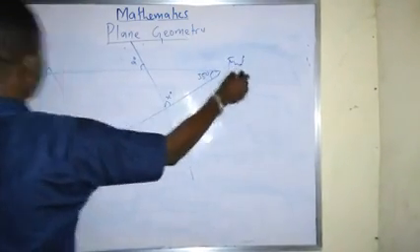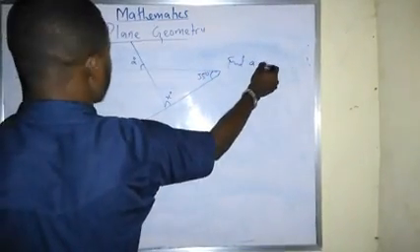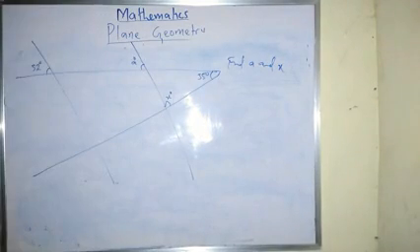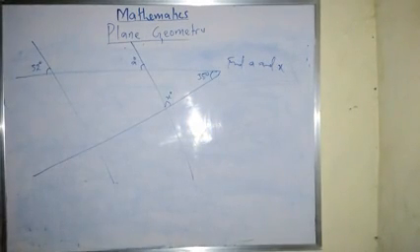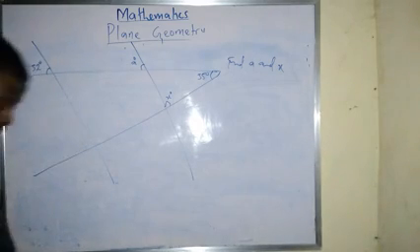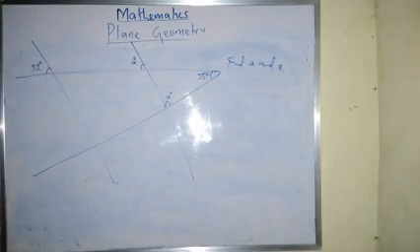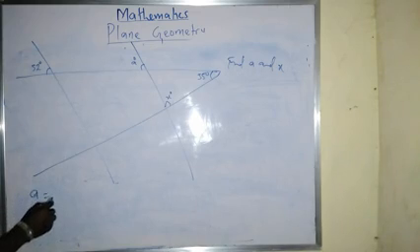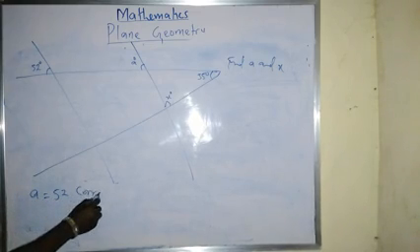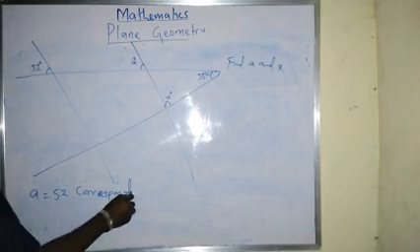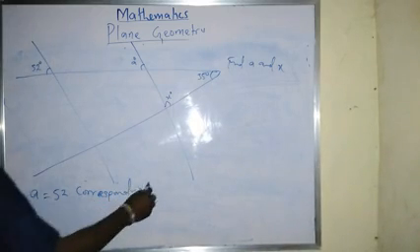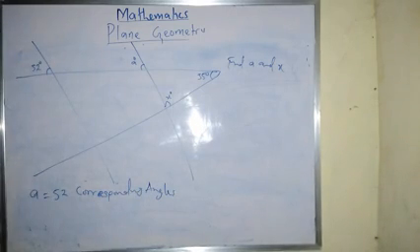Find A and X. Now, at this point, you must be very good and really understand. Look at this angle and this angle. I don't need to stress myself. They correspond to themselves. It means A equals 52, corresponding angles. They are very common in all these exams.